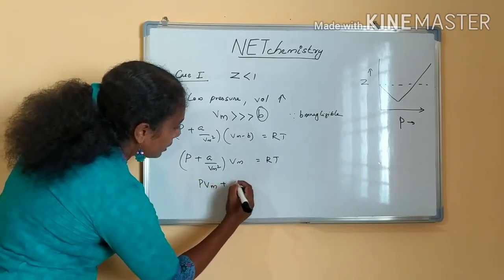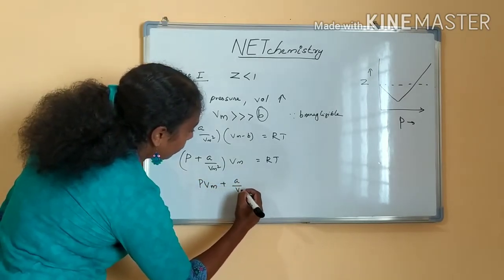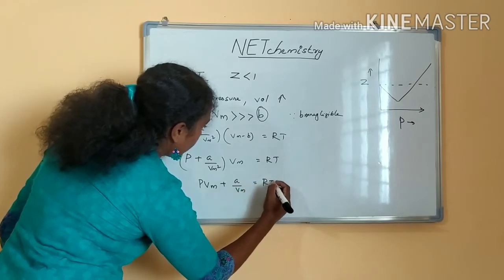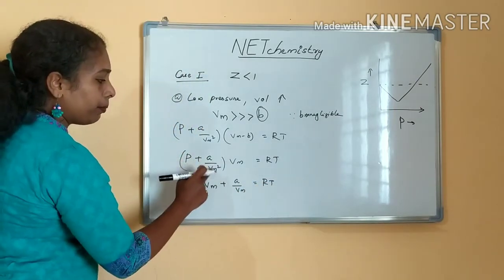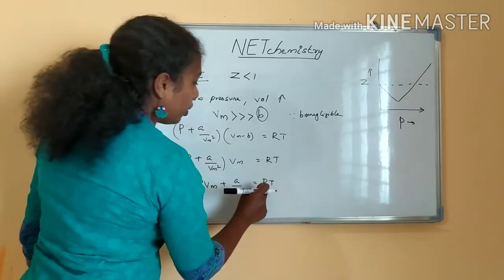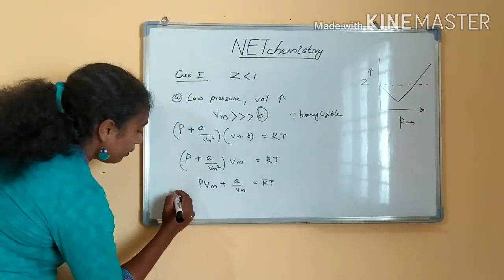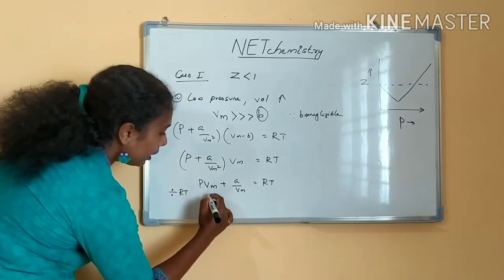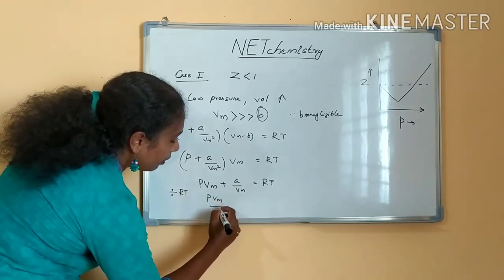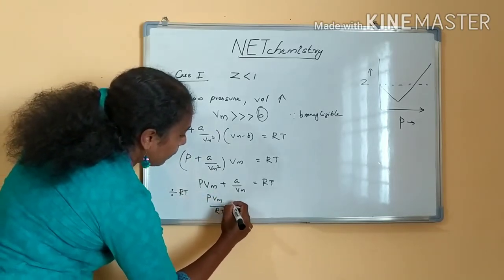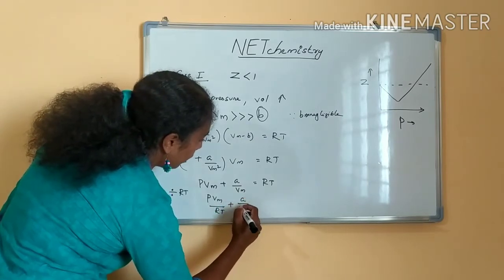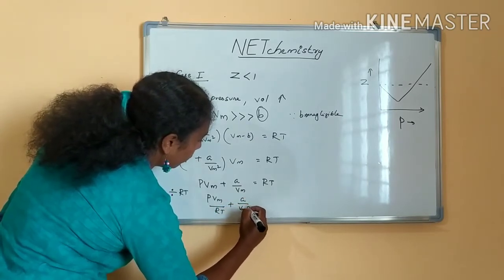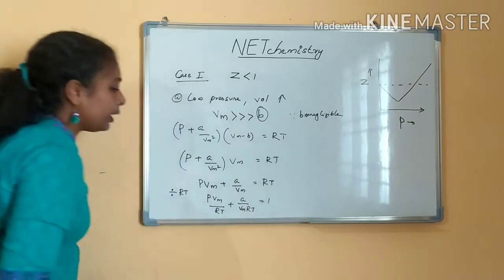PVm plus a by Vm equal to RT, right? So I am going to divide throughout by RT. So what you will be getting? PVm by RT plus a by Vm RT equal to 1, right?